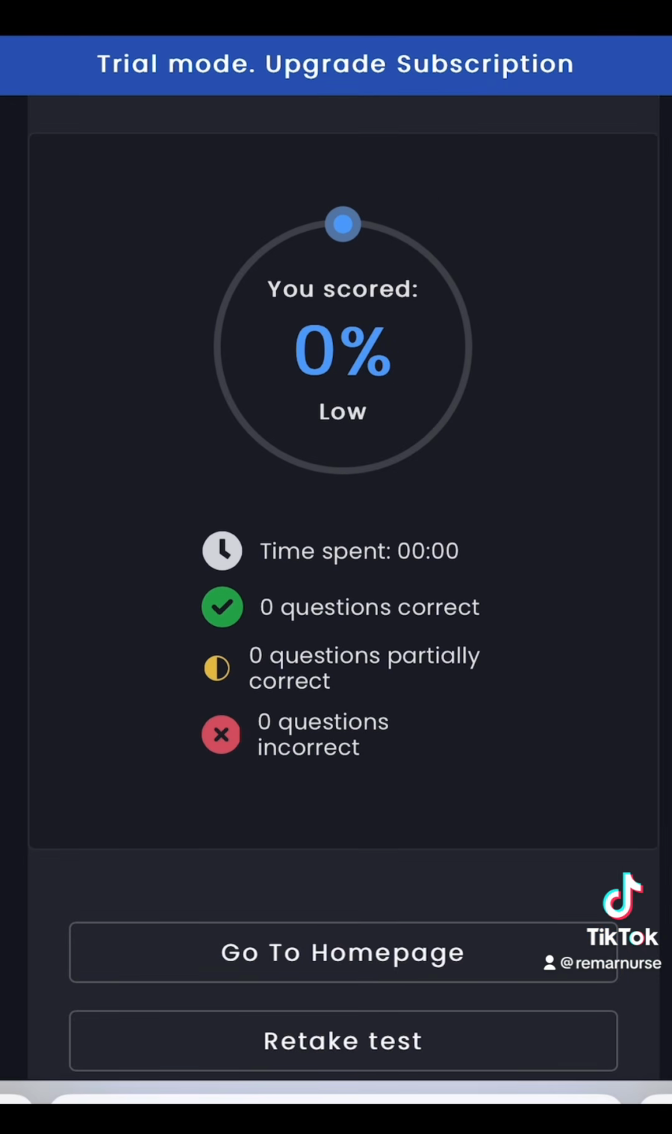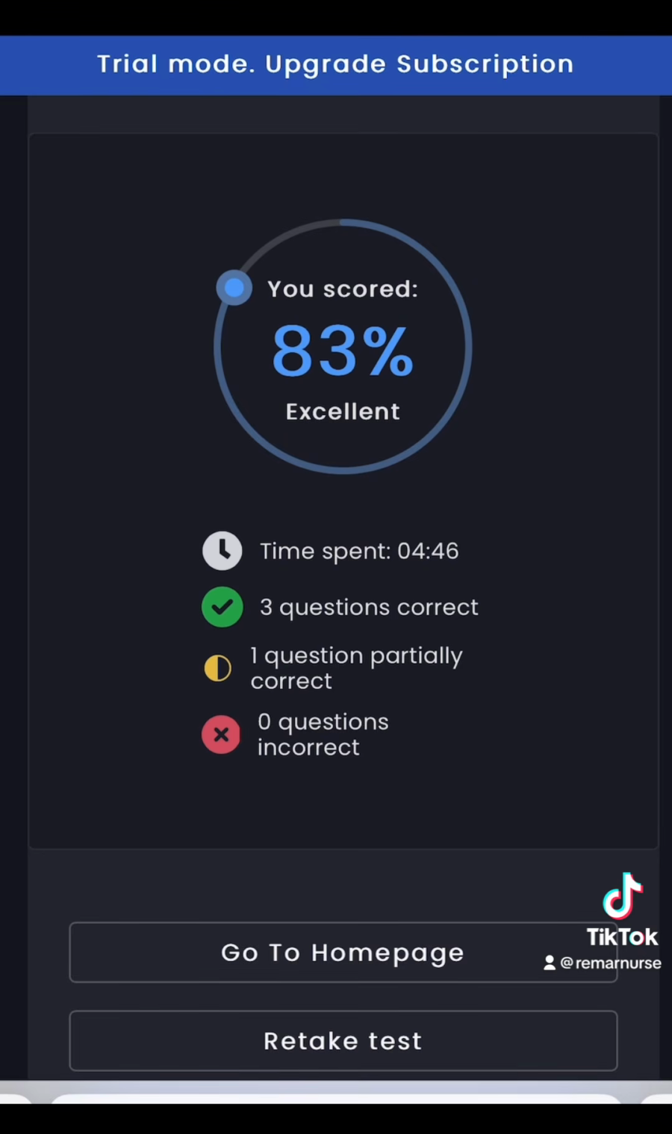The QBank, how did we do? It's going to give us a score. Not bad, y'all. Not bad, y'all.